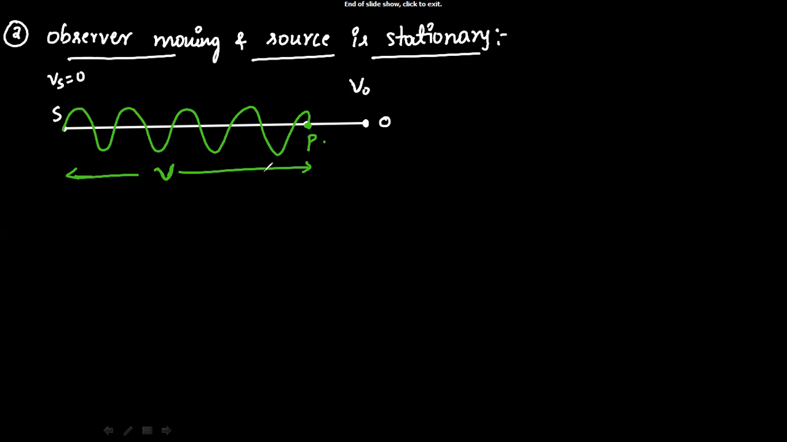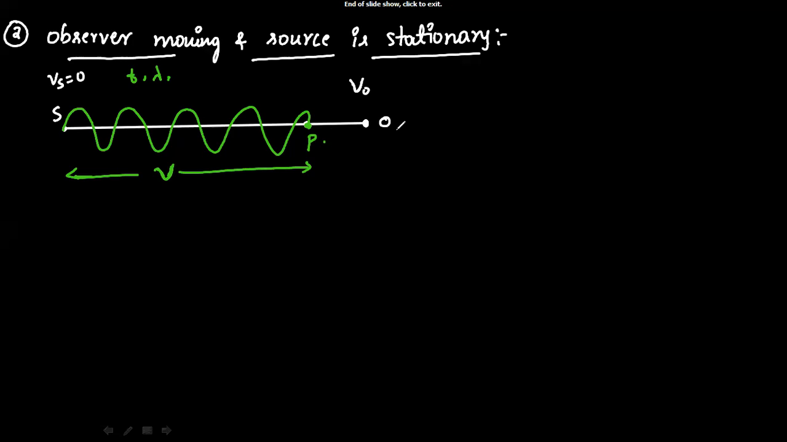Okay, next one. Let f be the frequency and lambda be the wavelength of the waves emitted by the source.